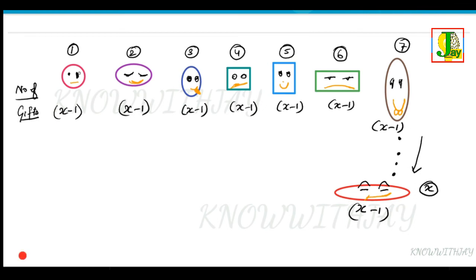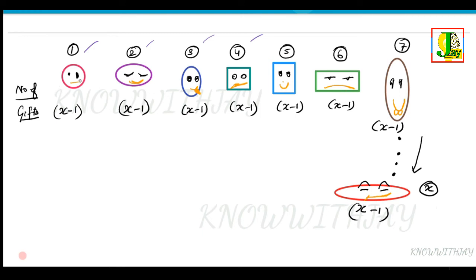So suppose there are students like this, student number 1, 2, 3, 4. You can name them according to your wish. So you see these are the students. How many students are there? There are x students. Now each one gives a gift to the others, so everyone gets a gift from the other person.